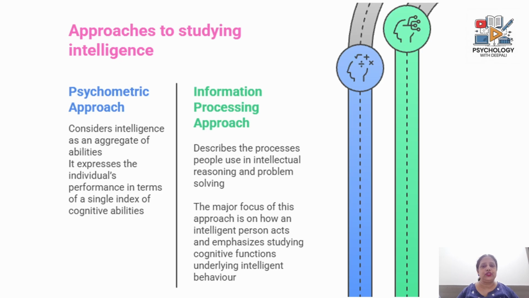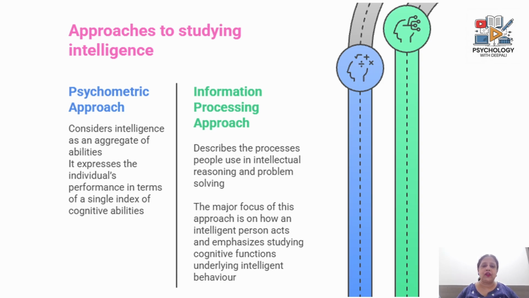Now, there are two approaches to studying intelligence. One is the psychometric approach and one is the information processing approach. The psychometric approach basically considers intelligence as an aggregate of abilities. It expresses the individual's performance in terms of a single index of cognitive abilities. What this means is that intelligence is the sum total of all the cognitive abilities that you have, and we can quantify this, or give a number or value to this aggregate of abilities, by using a single index. And that single index is, let's say, an IQ score.